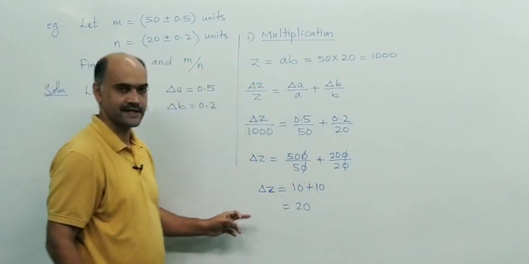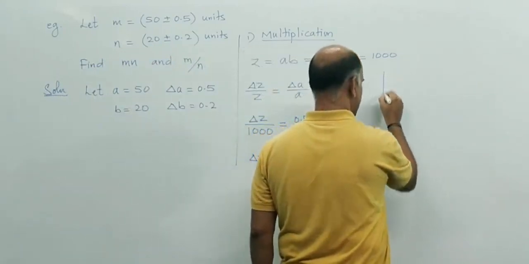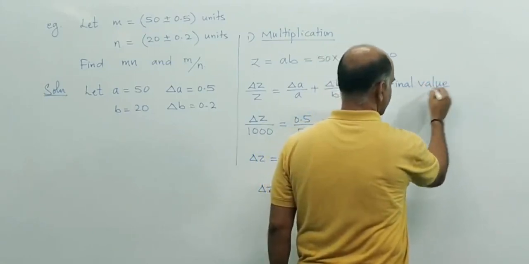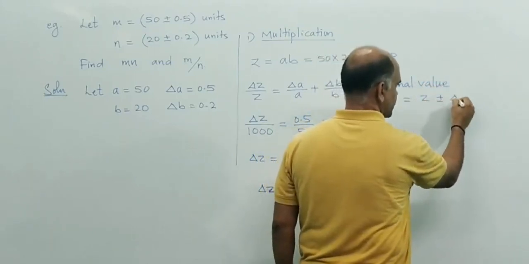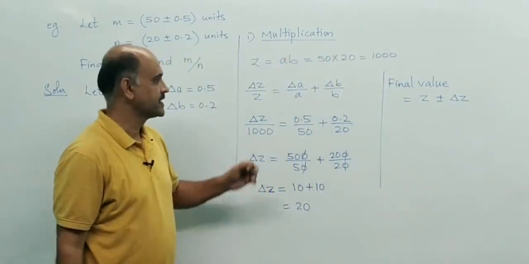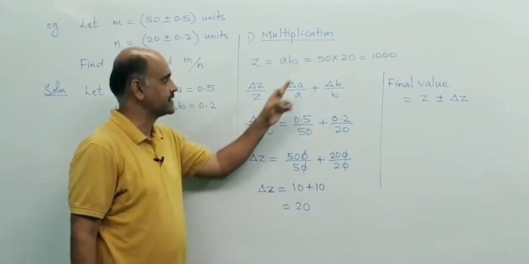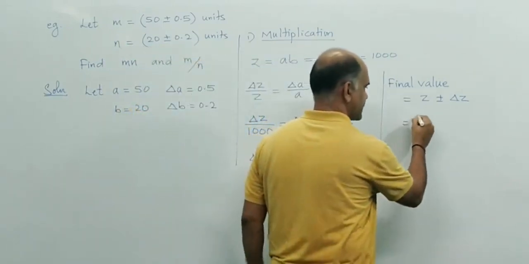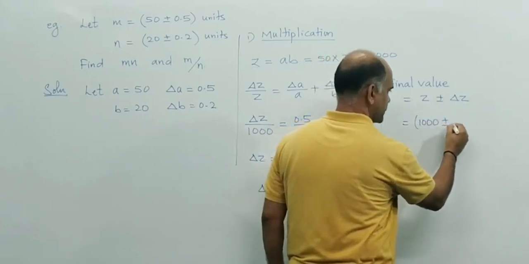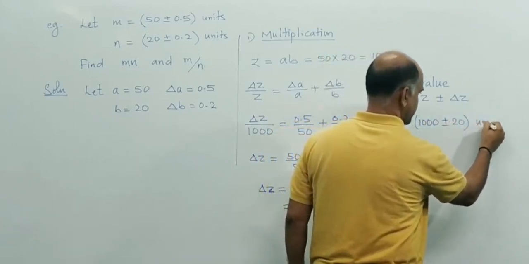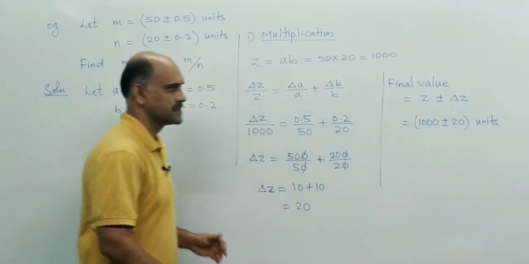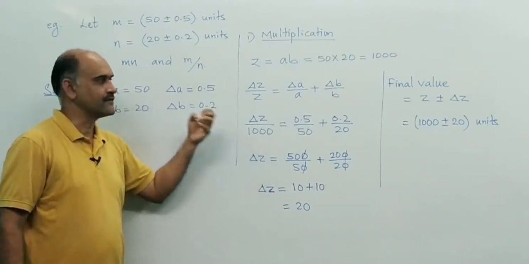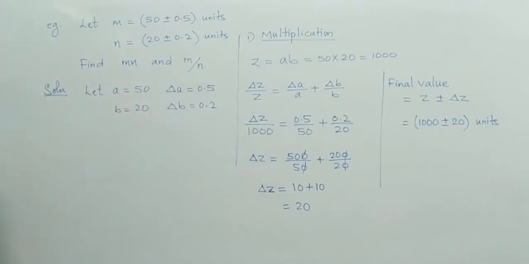So the final value of multiplication is Z plus or minus delta Z. Z is 1000, delta Z is 20, so the answer is 1000 plus or minus 20 units. So this is our answer. Clear, students? You can pause, note down these steps, then we will solve for division, that is M by N.